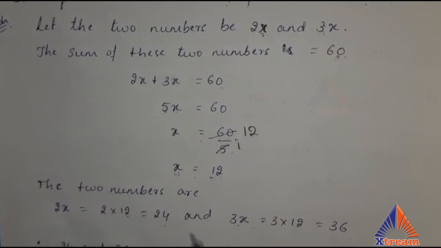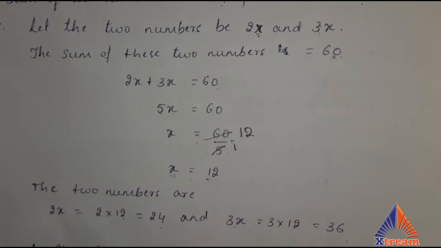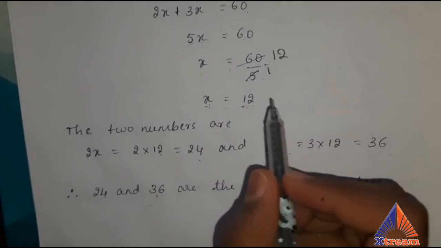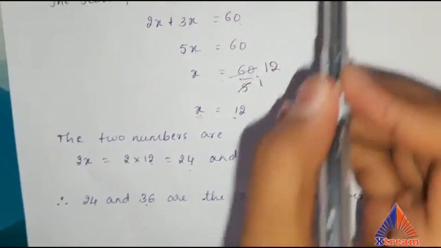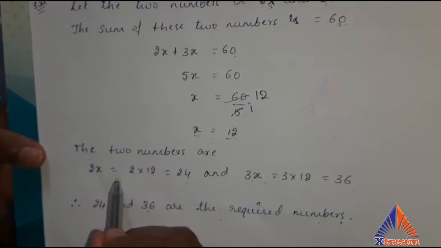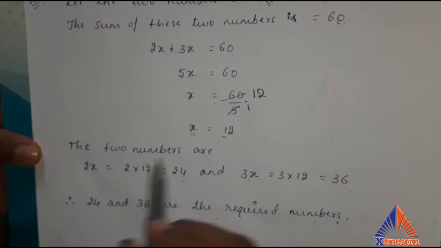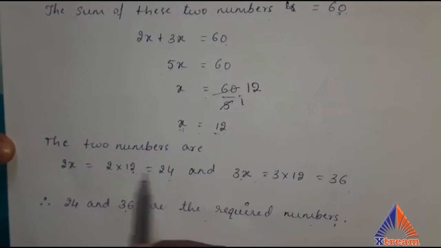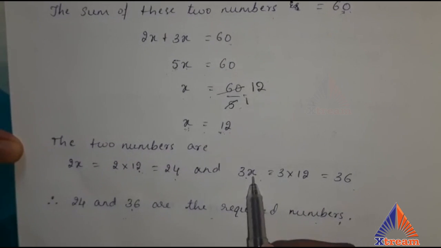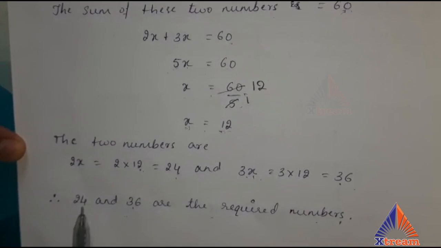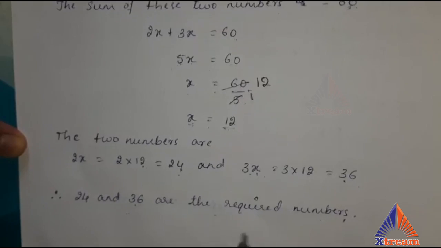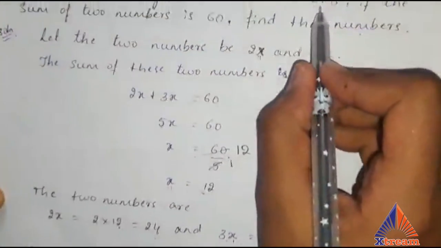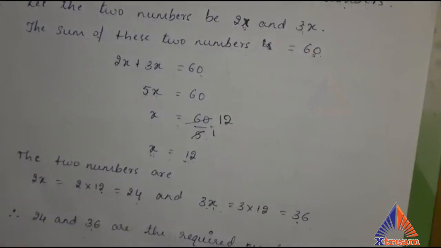And yes, this is not our answer. Our answer is still left over. This is just the value of x. So we have the numbers 2x and 3x here. So 2x is equal to 2 into 12. Transfer this 12 in the place of x and multiply. That is 24, and 3x is equal to 36. So 24 and 36 are the required numbers. So these are the numbers, and this is the ratio of these numbers.